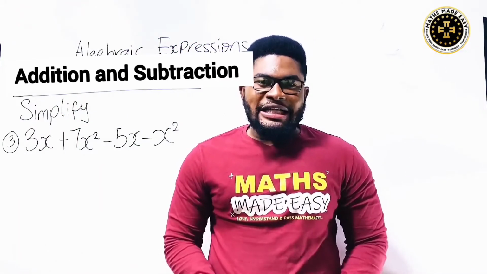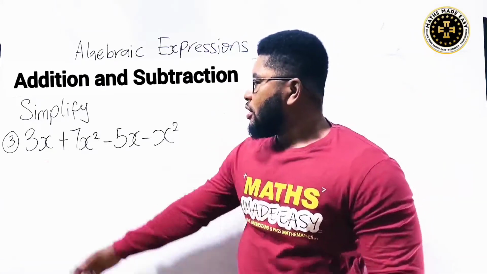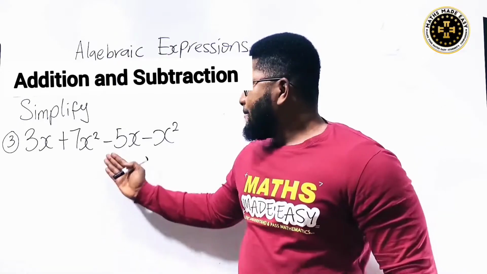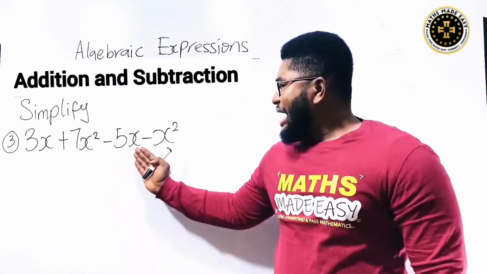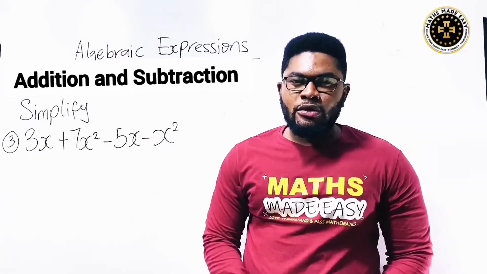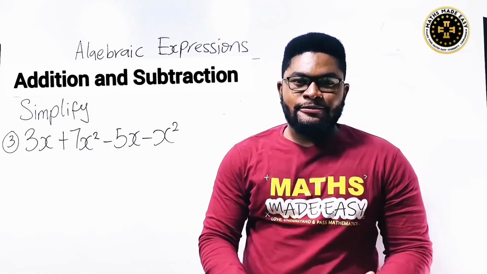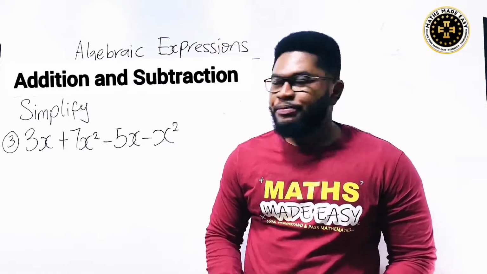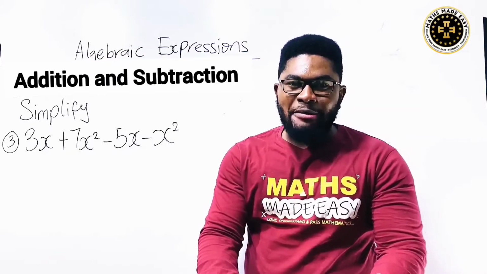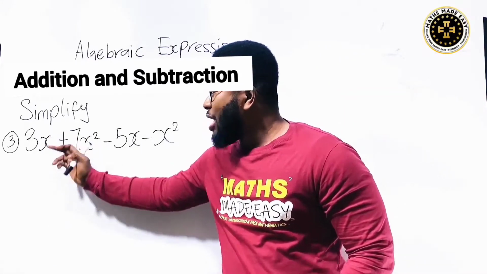Okay, let's look at the third question under addition and subtraction of algebraic expression. 3x plus 7x squared minus 5x minus x squared. Clearly, if you look at this question, you realize that even though the variables are all x, their powers are different. The first term has a power of 1. When there is no power for a variable, the power is considered to be 1. So 3x has a power of 1.